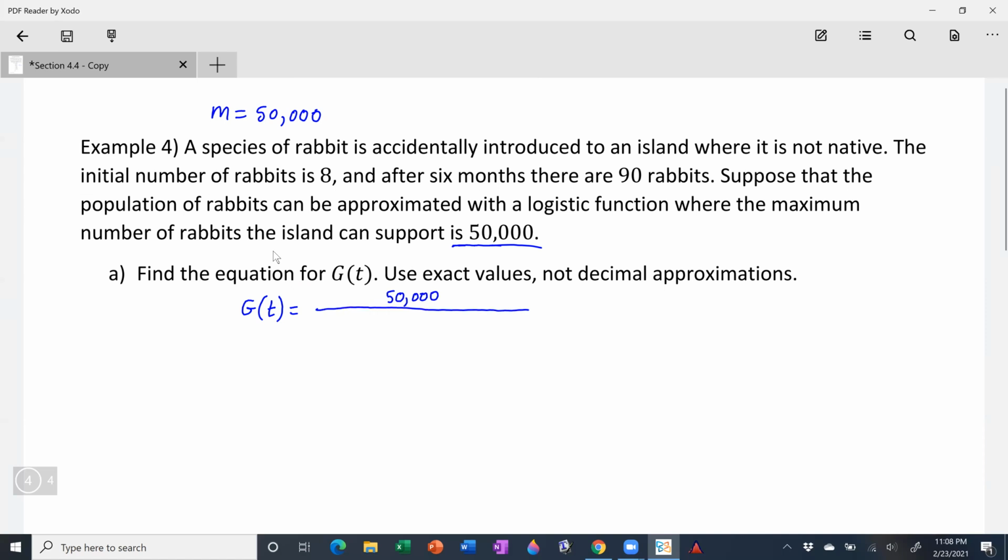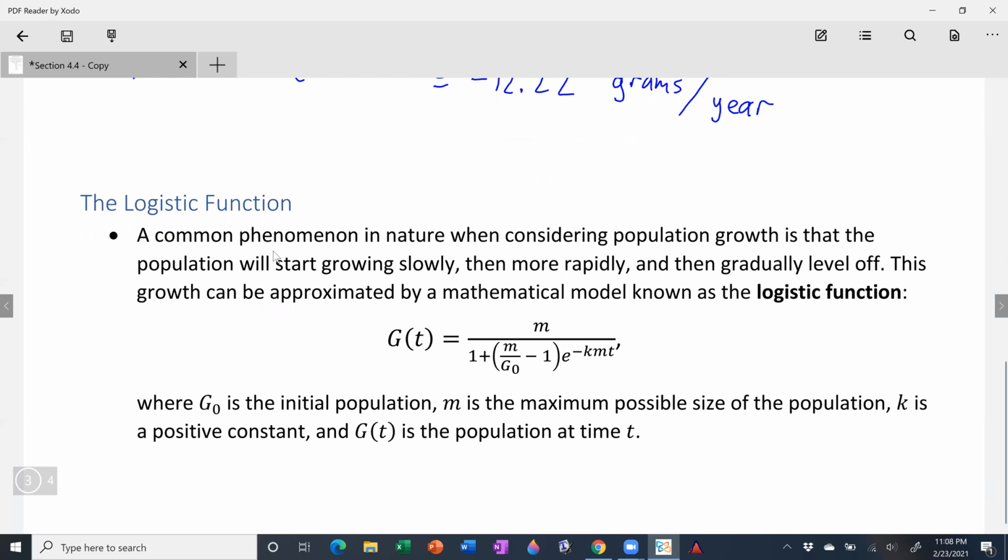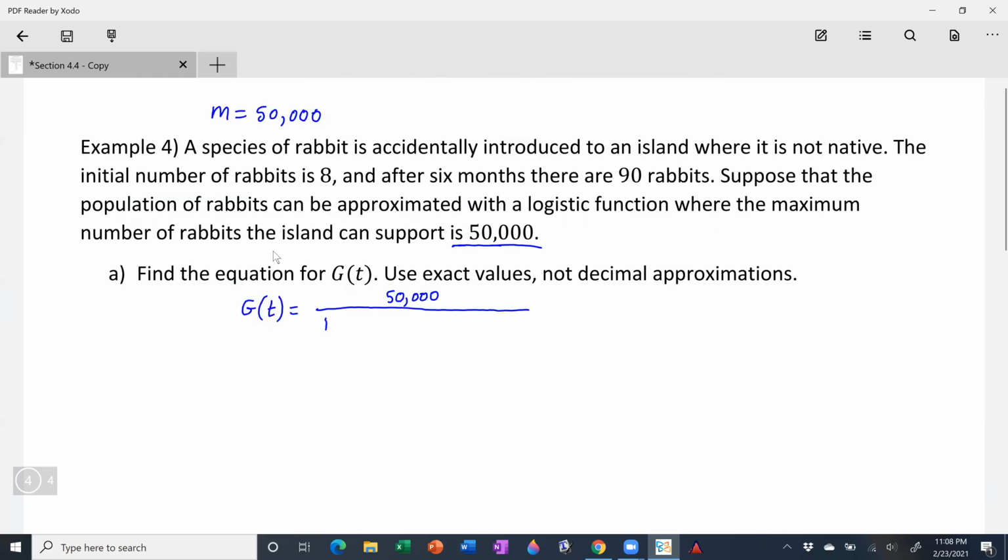Divided by, okay, what else did we need? 1 plus, and then it's m over g naught. Okay, 1 plus, and then m, which is 50,000 again, divided by g naught. Okay, g naught is the initial number of rabbits. So let's write that one down. We've got g naught equals 8. Okay, so that's going to go right there.